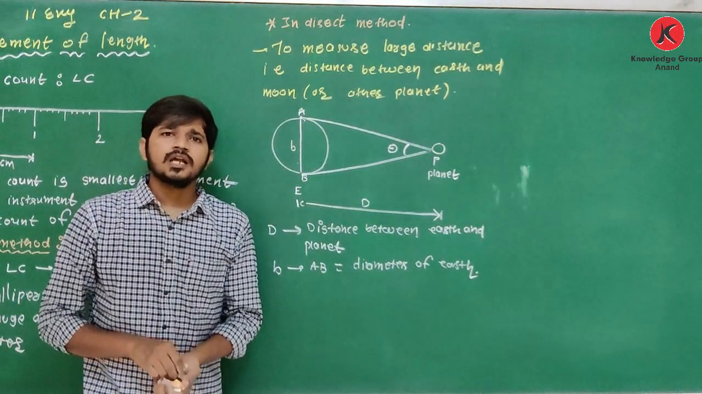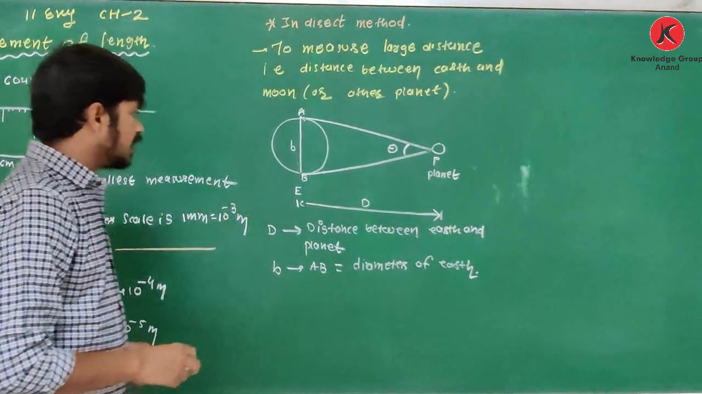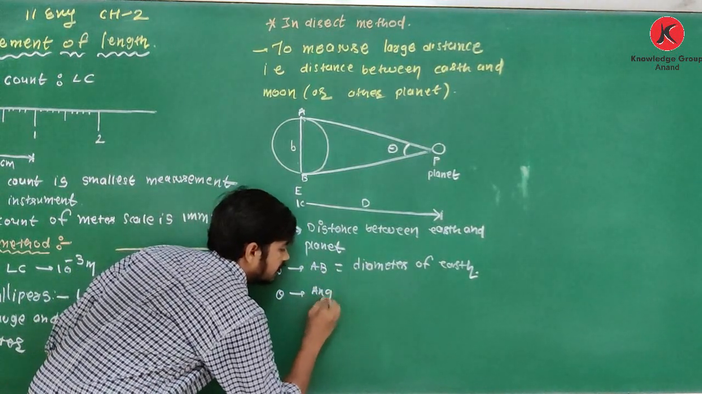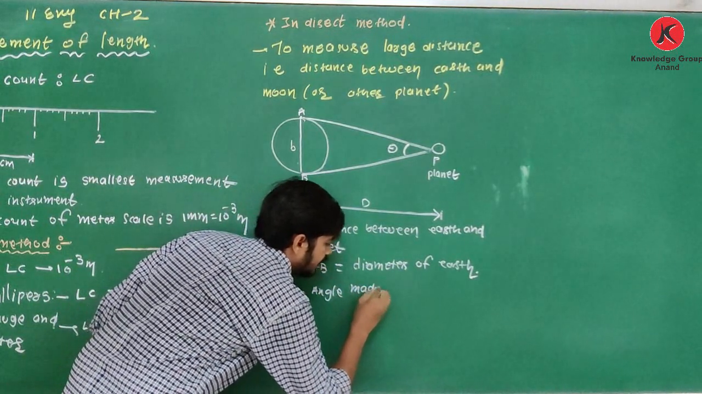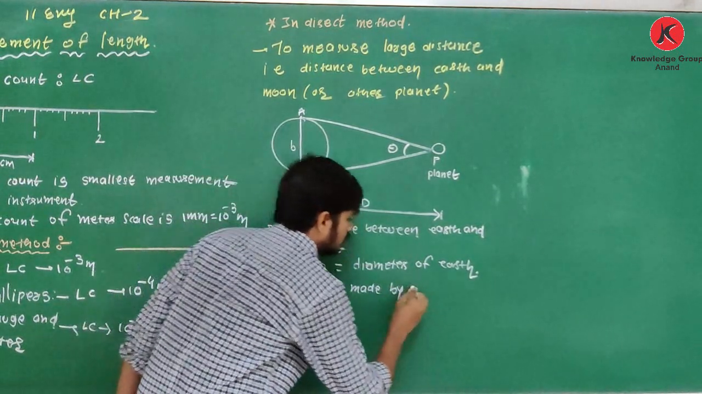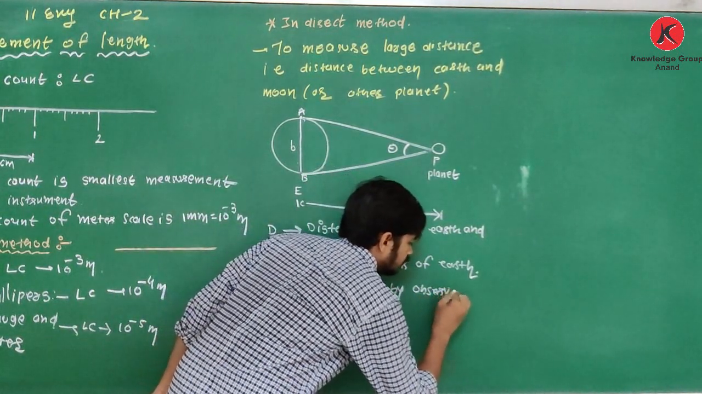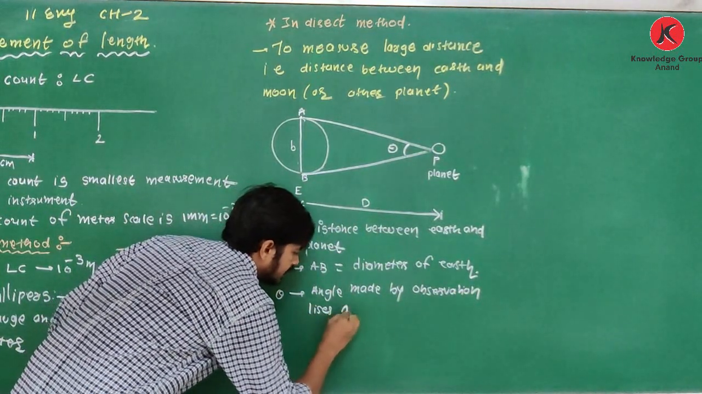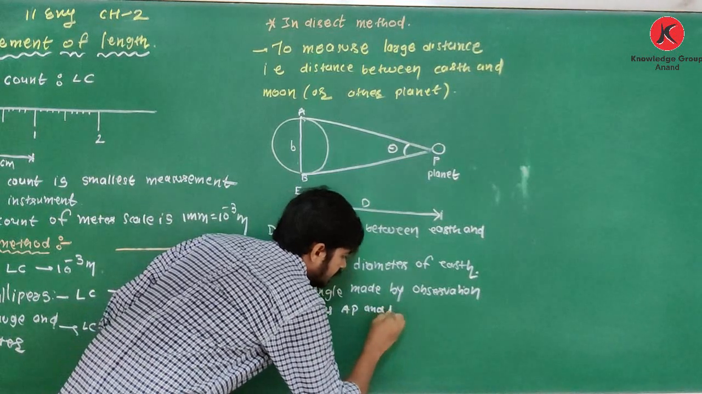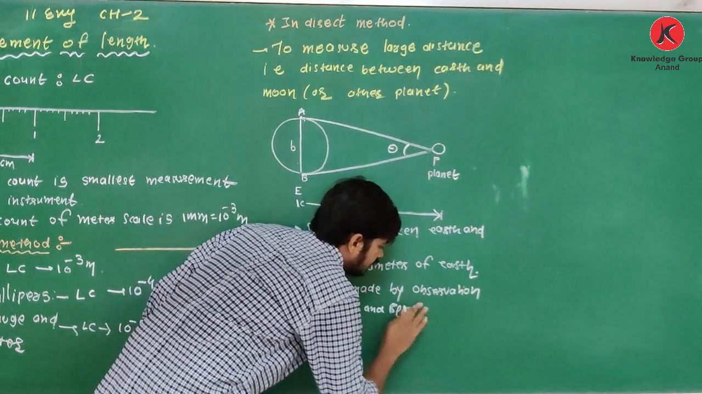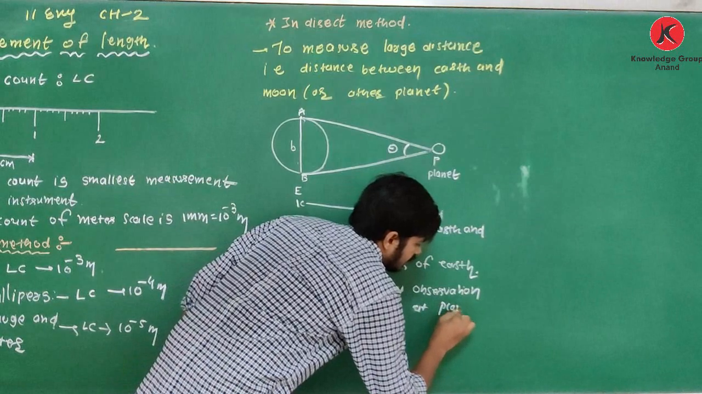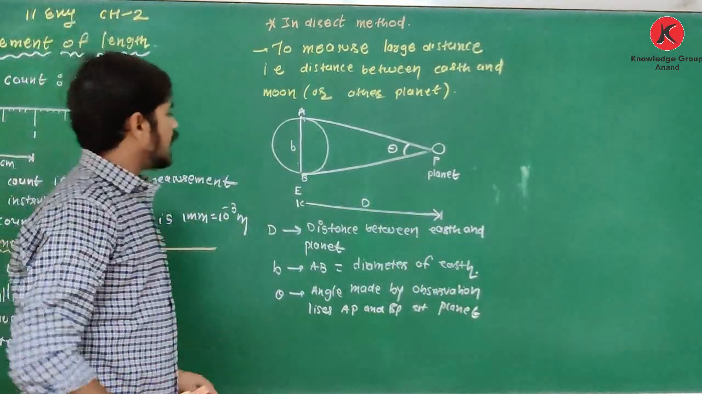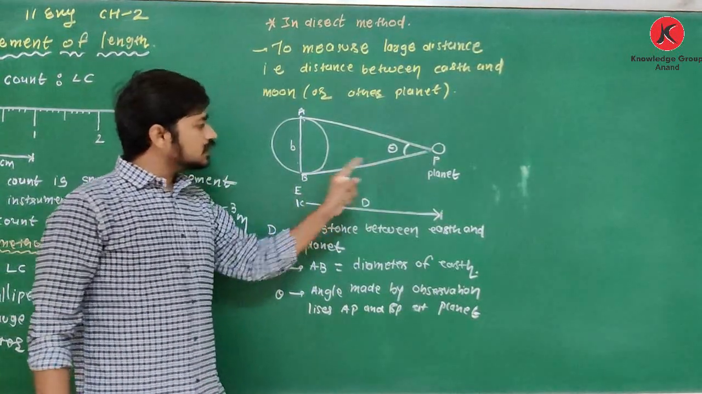Clear about this? Yes or no? Yes. Okay. So theta is the angle made by observation lines AP and BP at the planet. Clear about this? Okay. Now see, it is the distance between Earth and planet.